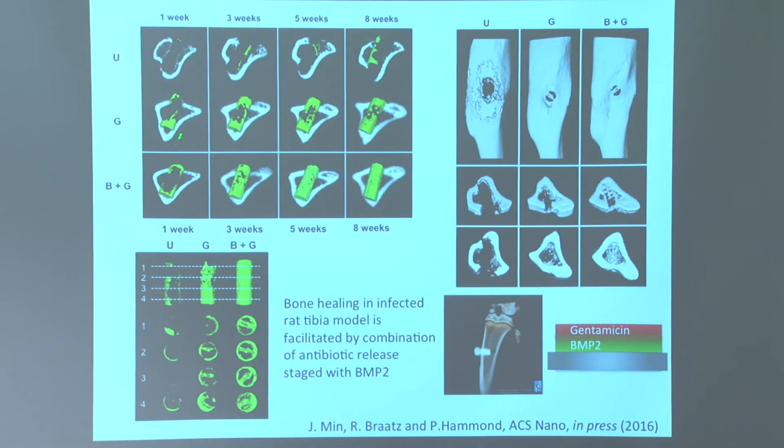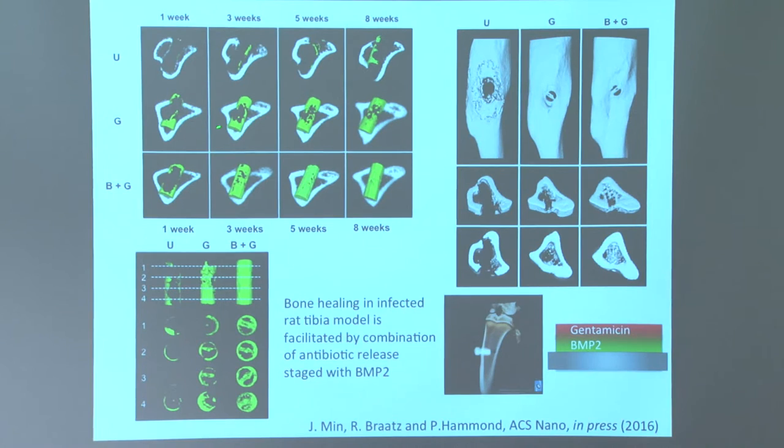Now, in this study, we actually generated an infected tibia model. So there's a biofilm existent in the tibia, and then we drill a hole, create that biofilm, and then introduce the implant. If we introduce the implant without any treatment, we see resorption of bone or bone loss. And you can see that here in this image of the untreated system. And also you see lack of bone growth.